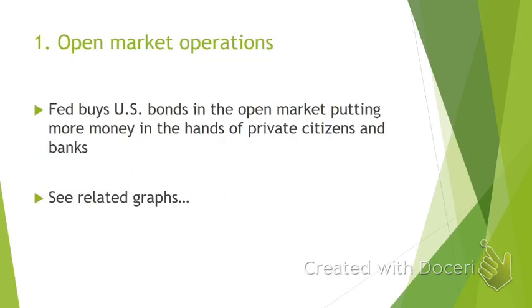So open market operation: the Fed buys U.S. bonds in the open market, putting more money in the hands of private citizens and banks. Okay, so we have some related graphs to that. Do they buy bonds or sell bonds? I'm going to do both. Now we're going to do if they sell bonds, that's going to decrease the money supply.